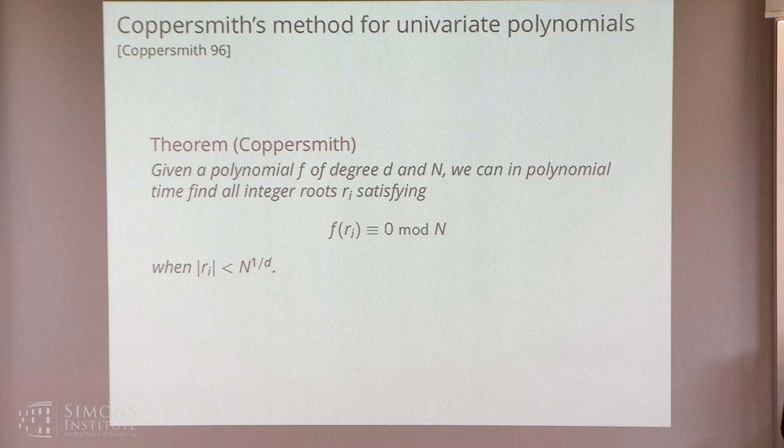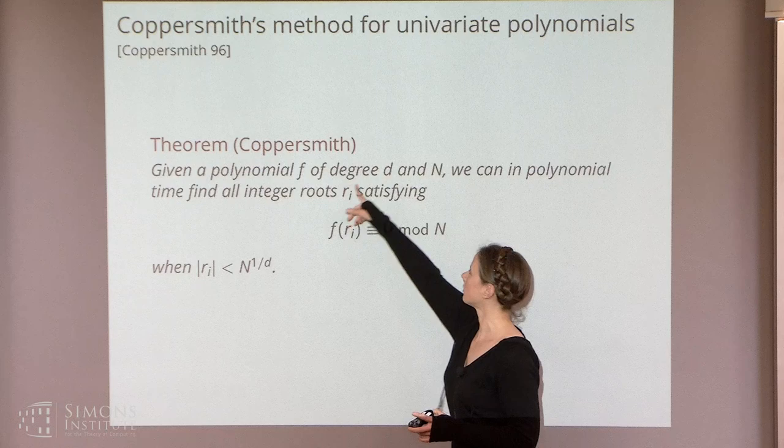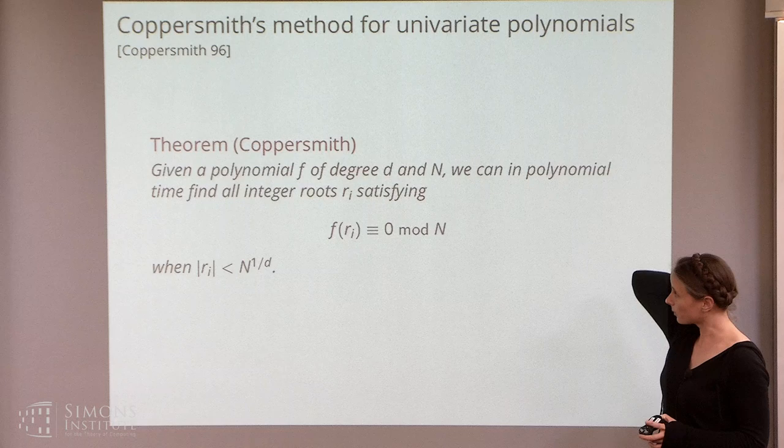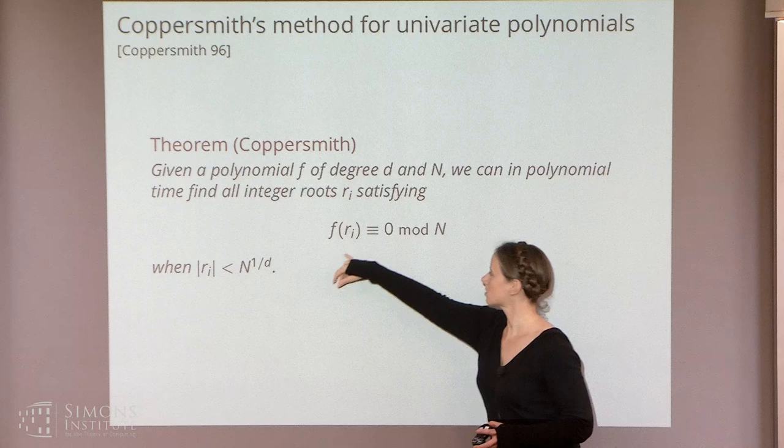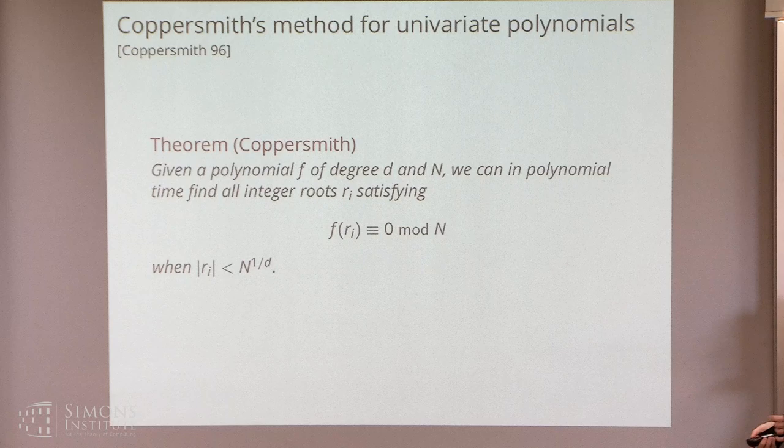Coppersmith's method says that given some polynomial f of degree d and some integer modulus n, we want to find all of the integer roots that are small, that satisfy some bound, and that are 0 mod n. Right? So this is fine. I don't know. It's some theorem.